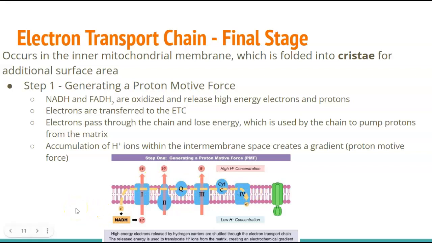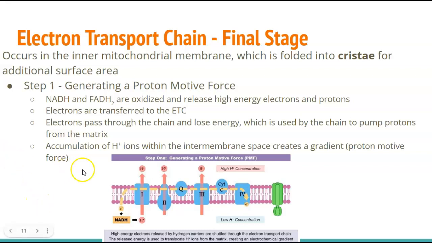The electrons pass through the chain and lose energy as they pass through the chain. That energy is used by the chain to pump those hydrogen ions, those protons, from this matrix. You are going to accumulate a lot of hydrogen ions in the intermembrane space, and that will create a gradient, right? When you have too many hydrogen ions on one side, that's high concentration, and not enough on the other side, that's a low concentration. That's just a gradient in general terms.